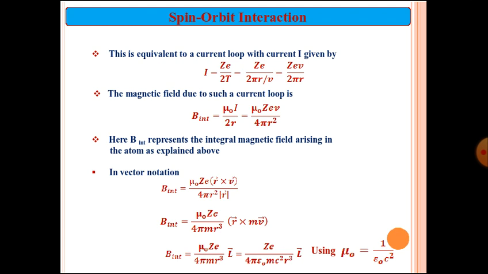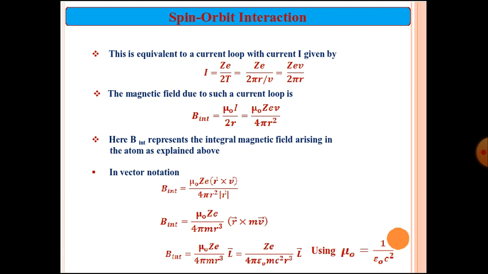This is equivalent to a current loop with current I given by I equal to Ze by T, equal to Ze by 2 pi r by v, equal to Zev by 2 pi r. The magnetic field due to such a current loop is B int equal to mu naught I by 2r, equal to mu naught Zev by 4 pi r square. Here B int represents the internal magnetic field arising in the atom as explained above.